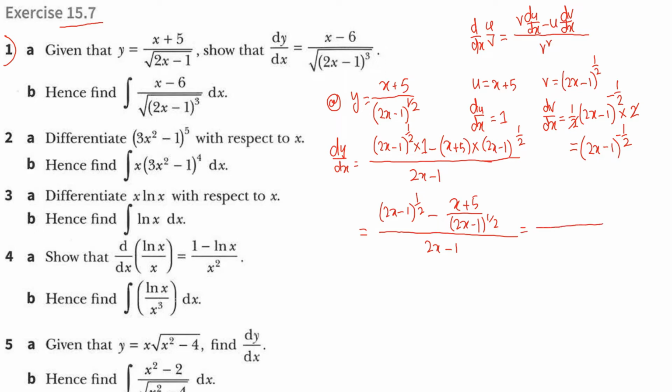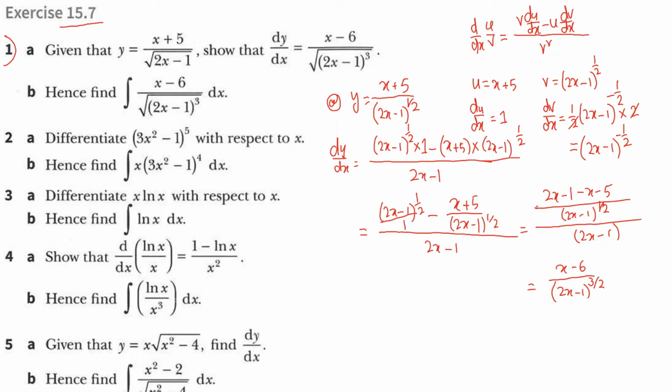If we simplify it, the denominator is (2x minus 1) to the power half, and in the numerator we make the LCM, which gives us 2x minus 1, then minus x minus 5, with the denominator also written here as 2x minus 1. Finally, on the top it is 2x minus x, which is x, minus 6, and at the bottom it is (2x minus 1) to the power half plus 1, which is 3 by 2.